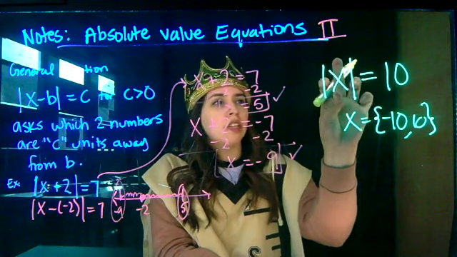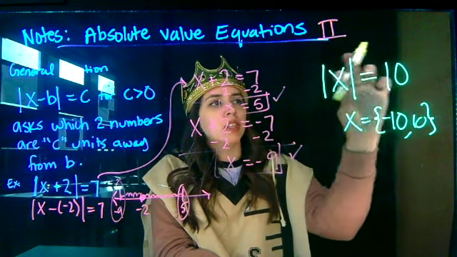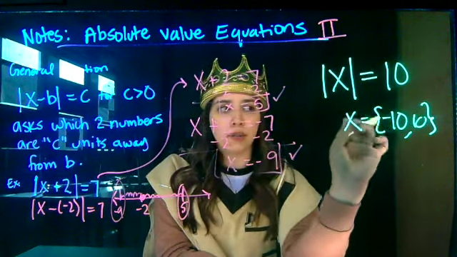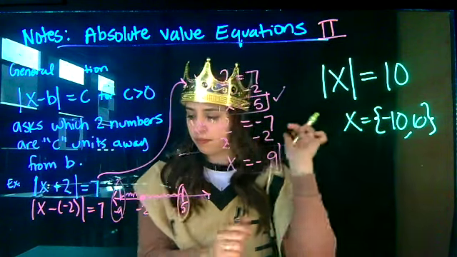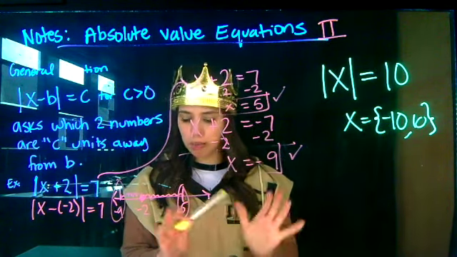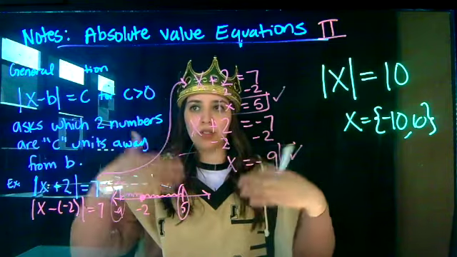So the absolute value of negative 10 is 10. The absolute value of 10 is 10. So there are two potential solutions here for x. So we say negative 10 and 10. All right, I'm going to go ahead and pause, erase, and give you the second part of your notes.